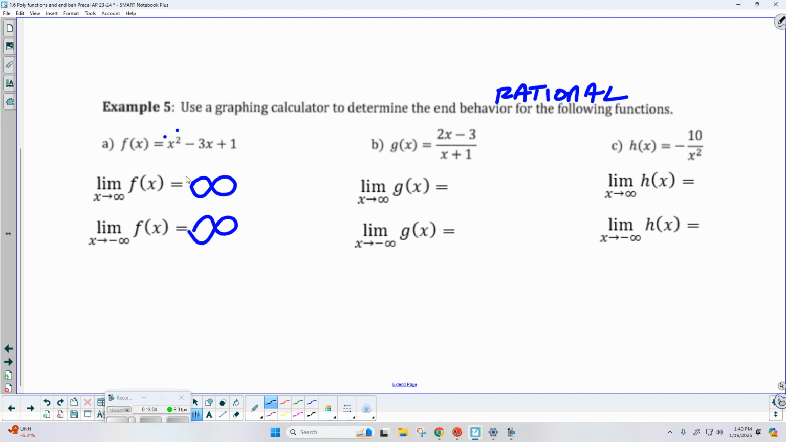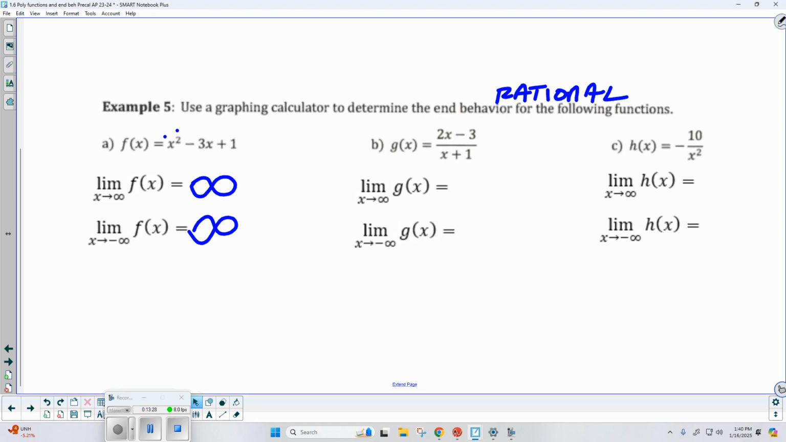Asymptotes. So we're going to be looking at vertical asymptotes. We're going to be looking at horizontal asymptotes. Now, because we're still talking about end behavior, we're going to want to focus on the horizontal asymptote. Okay, now while I am going to show you how to find all the information about the rational function by hand and sketch it, right now we haven't gotten that far yet. So let's just plug it in the calculator.